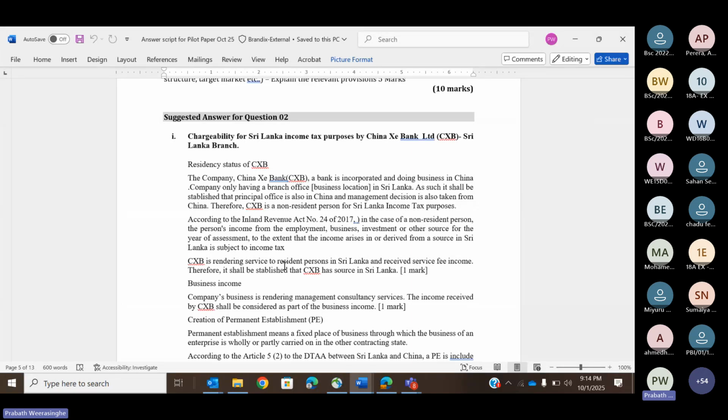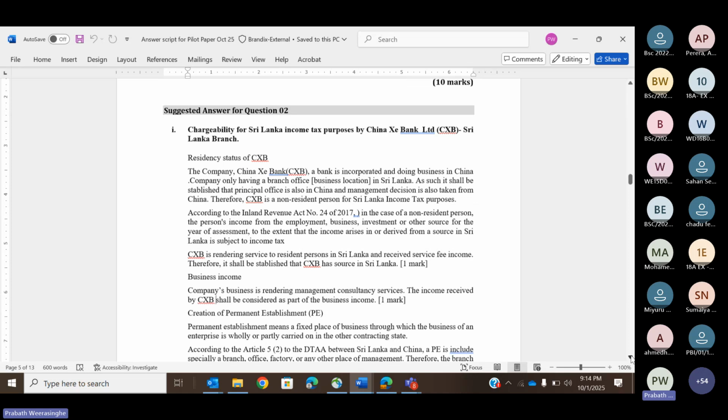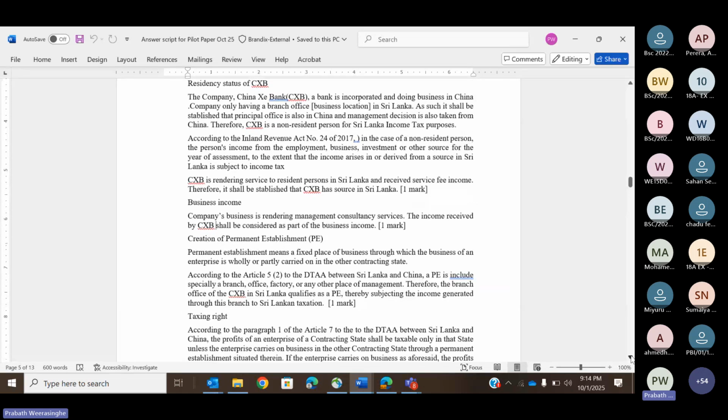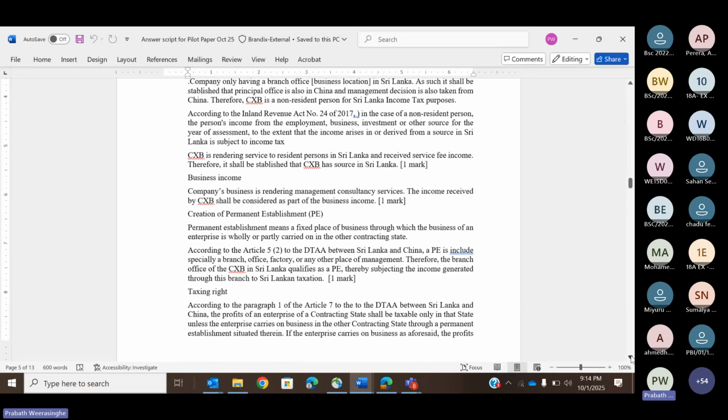And then what are they doing? They are basically rendering services, so receiving service fees. So that is business. So they have source in Sri Lanka. So the second thing is source in Sri Lanka, right? And the third one is the category of the income. As I mentioned, it is a business income. And the next area is whether there is a permanent establishment or not. So that you have to refer to the DTA, Article 5, how it should be.